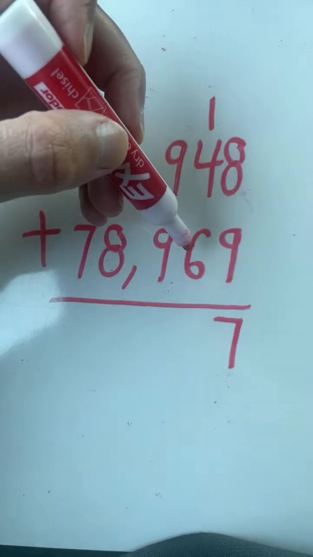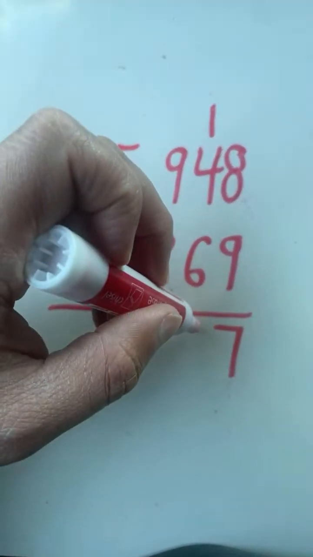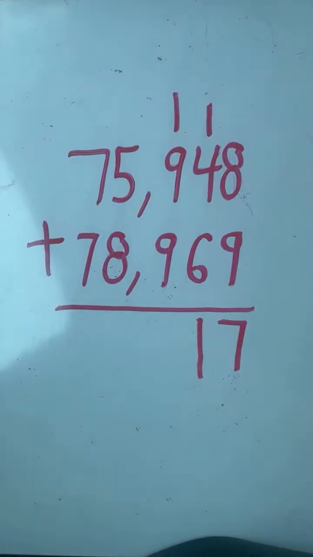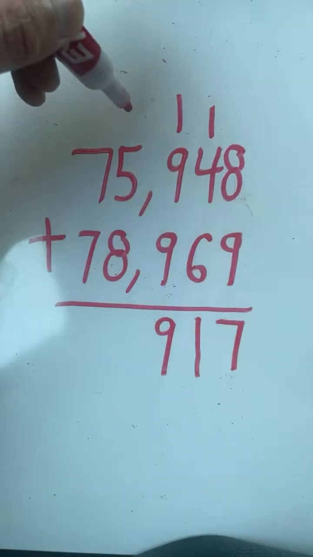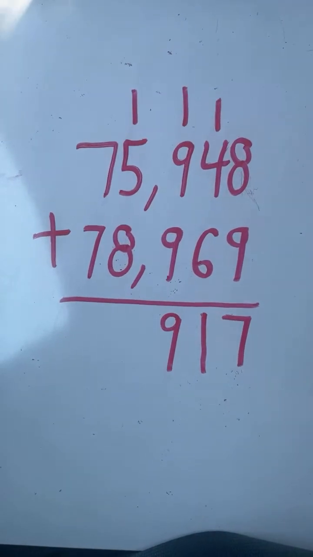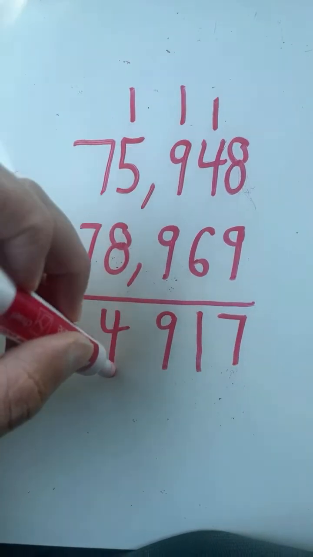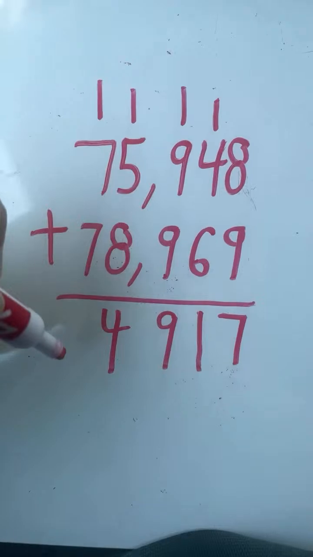4 plus 6 equals 10. We have to add the 1 that we carried over. 10 plus 1 equals 11. 1, carry the 1. 9 plus 9 equals 18, plus 1 equals 19. 9, carry the 1. 5 plus 8 equals 13, plus 1 equals 14. 4, carry the 1. 7 plus 7 equals 14, plus 1 equals 15.